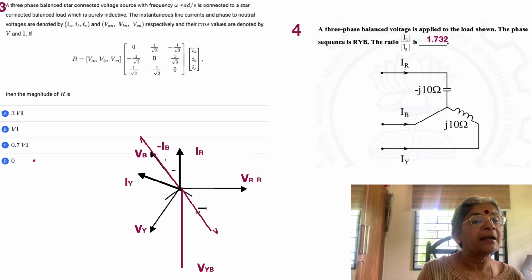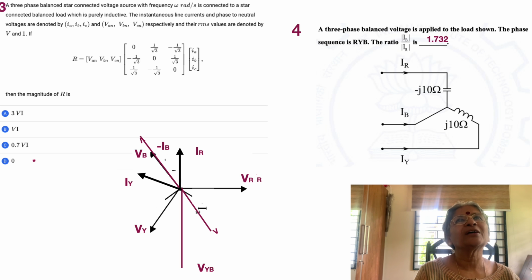Okay, so now moving on to the third problem, wherein a three-phase balanced. So in all these cases, we have to read a little patiently, but the answers will come very quickly, so long as we know some of the formulae that we'll be using. Okay, so a three-phase balanced star-connected voltage source with frequency omega radians per second is connected to a star-connected balanced load, which is purely inductive. Okay, so please remember, the entire star-connected load happens to be inductive in nature.